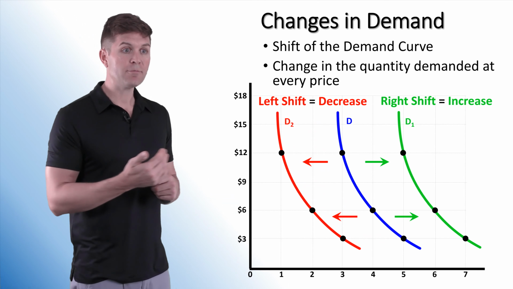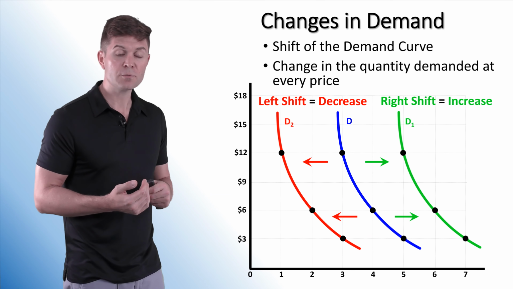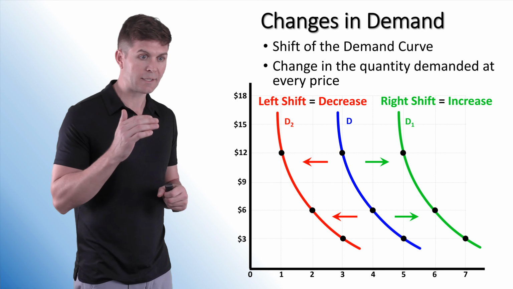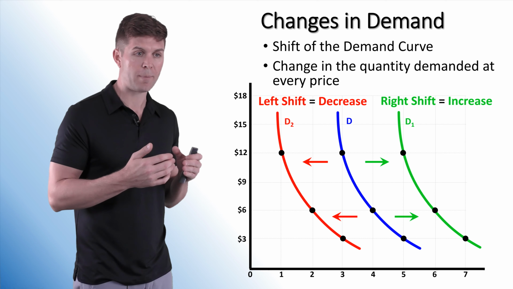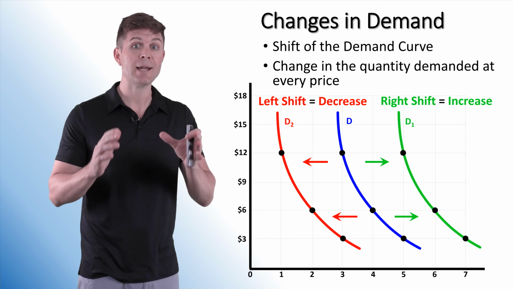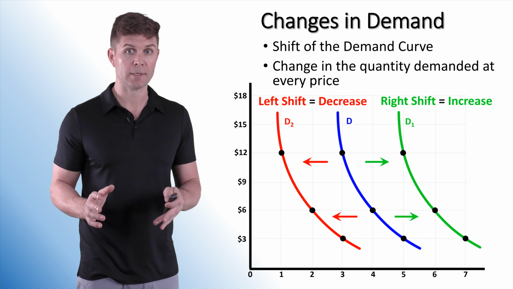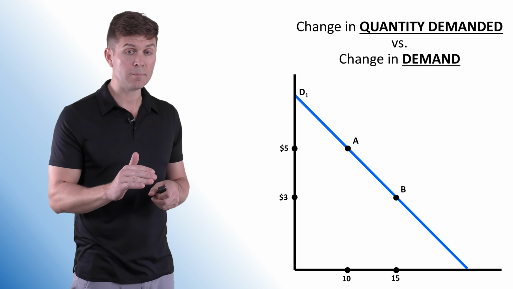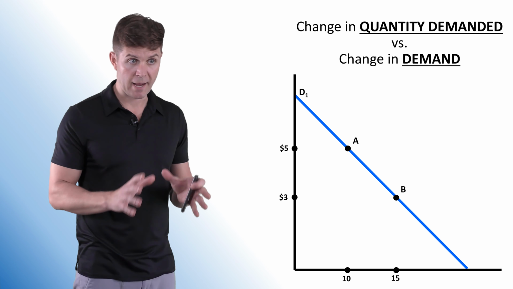A shift to the left is a decrease. This means we are buying less at every price level. Instead of buying 3 at $12, we are now buying 1 at $12. It's a change in the quantity demanded at every price in the market. It is extremely important to differentiate between changes in the quantity demanded and changes in demand.